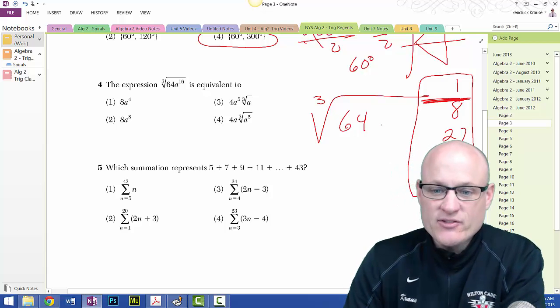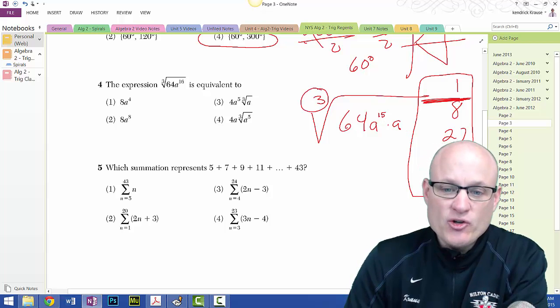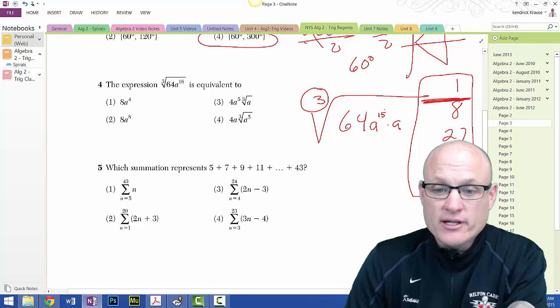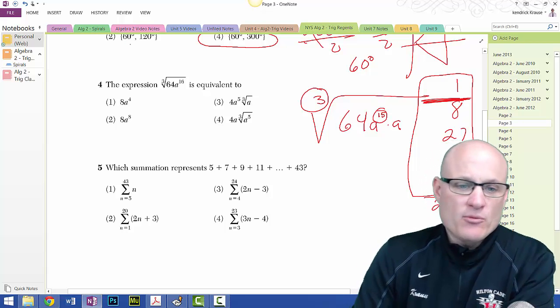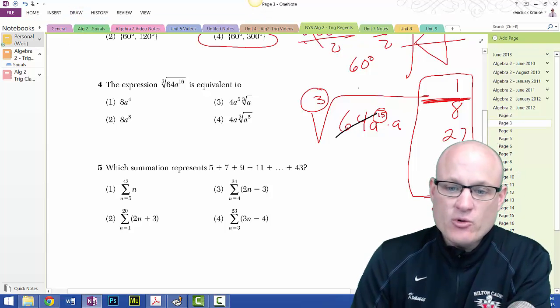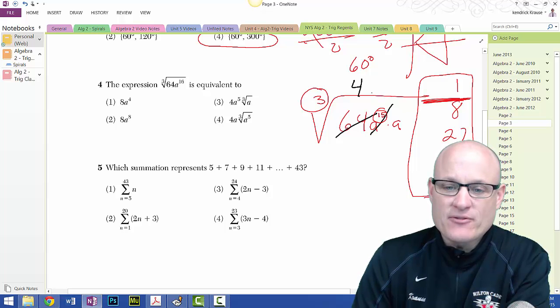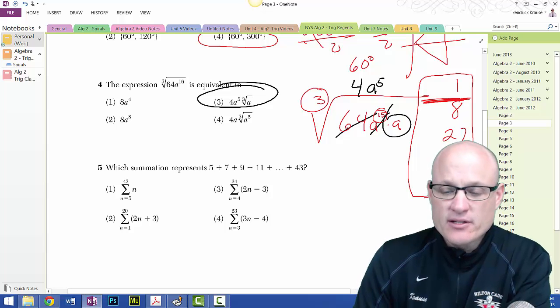Now, a to the 16th, I can write that as a to the 15th times a. Now, why a to the 15th? Because it's a cube, I'm looking for multiples of 3, and 15 is a multiple of 3. So, when I bring out my other pen, because I want to make sure I'm fancy, the cube root of 64 is 4, and the cube root of a to the 15th is a to the 5th. So I'm looking for 4 a to the 5th cube root of a. See, this stays underneath. Done.